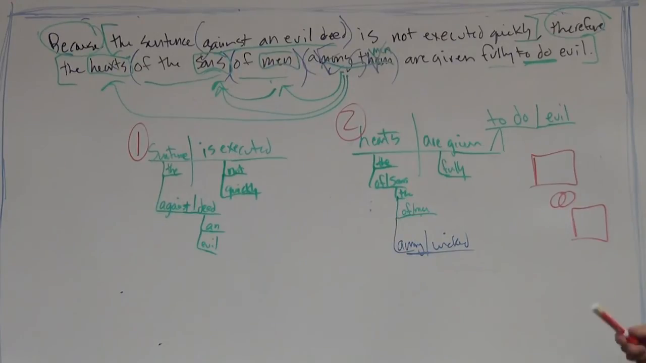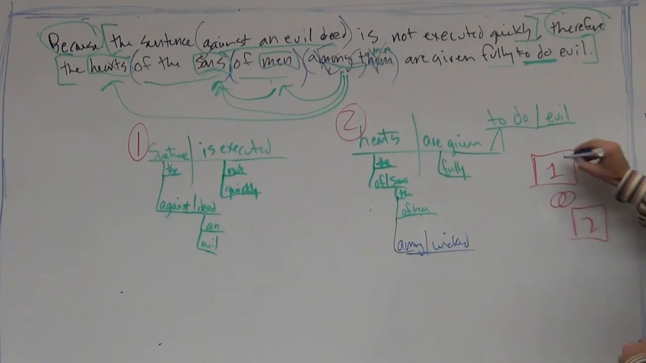Okay? So, would you put one here or two here? And then therefore 2 is subordinate to 1. Anybody have a different thought? Okay, we got two different schemes.